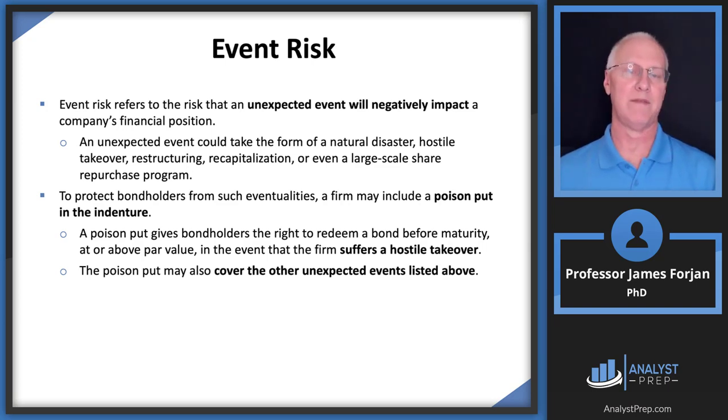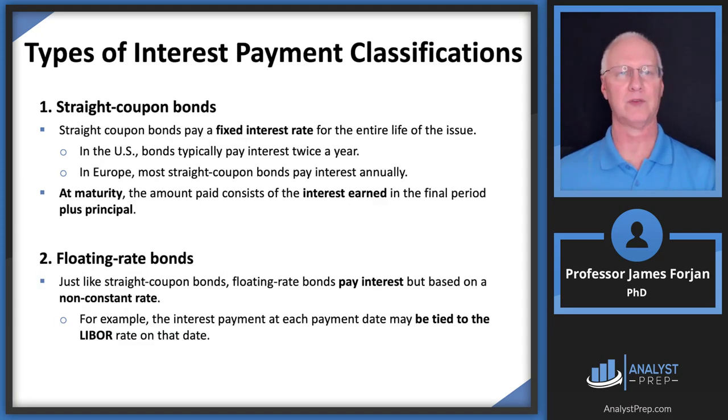And so how do investors protect themselves against event risk? Well, we have a poison put in the indenture, which gives the bondholder the right to sell the bonds back to the issuing firm at a predetermined price. I'm guessing that you know all about poison pills from that Twitter and Elon Musk takeover. All right, we've done this before.